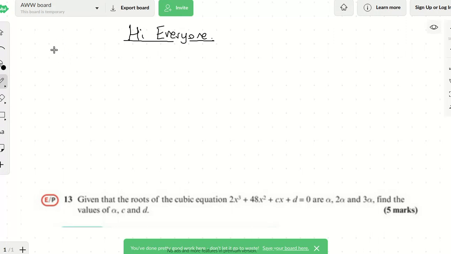So let's talk about polynomials of order 2 first. I'm sure you all know what we more commonly call those. We call them quadratics. Now, the general shape of a quadratic is ax squared plus bx plus c equals 0.